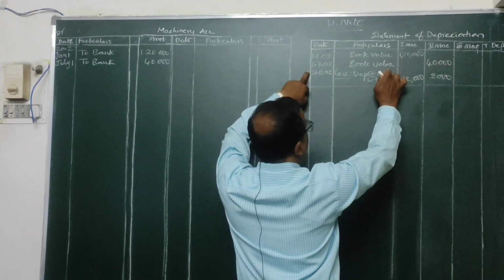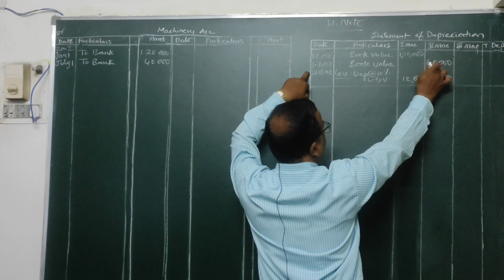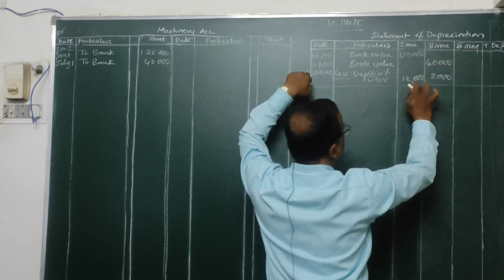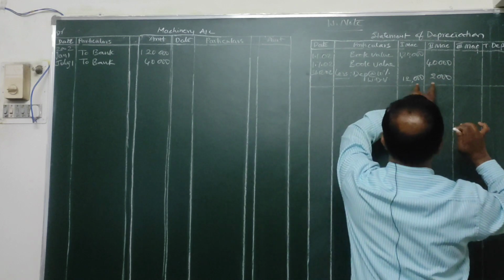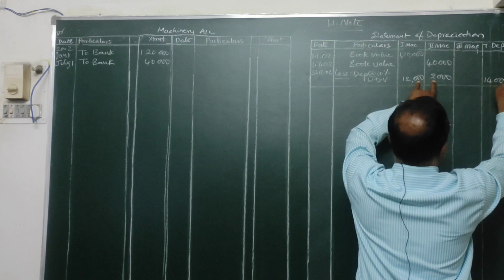40,000 into 10 by 100 into 6 by 12. So on 40,000, 10% means per annum it will be 4,000. For 6 months it will be half of 4,000, that means 2,000. So total depreciation provided in this year is 12,000 plus 2,000, which is 14,000.